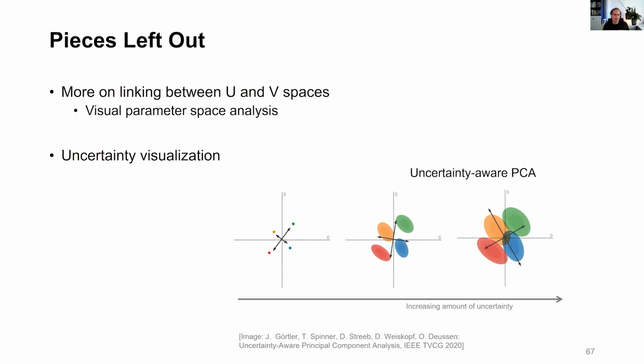All right. I talked about quite some things on an overview level, also in some depth, but there are also a lot of pieces that I had to completely leave out. So as discussed, there's already this interesting link between domain and codomain. We've seen some aspects of that, but you can do much more in this direction. And for example, this whole concept of visual parameter space analysis exactly deals with this topic in much more detail.